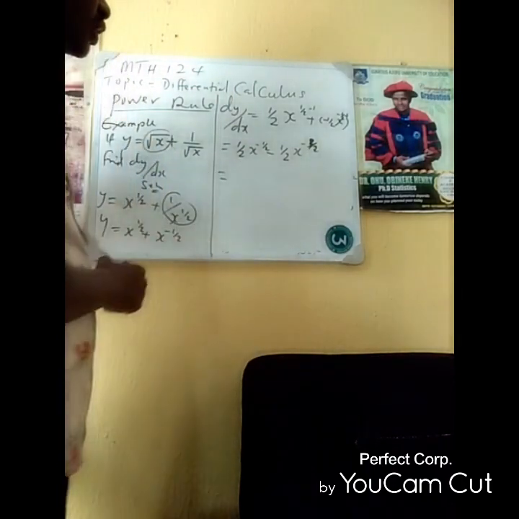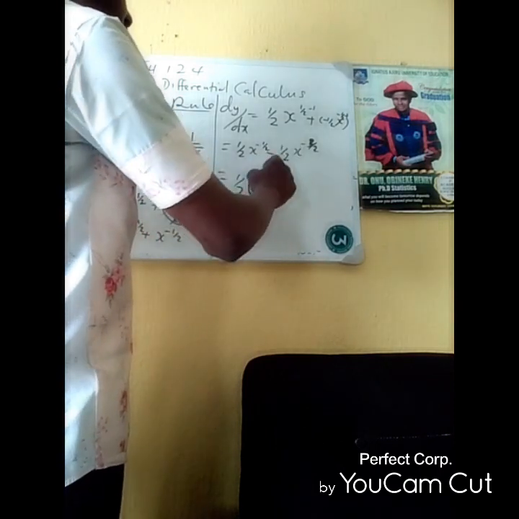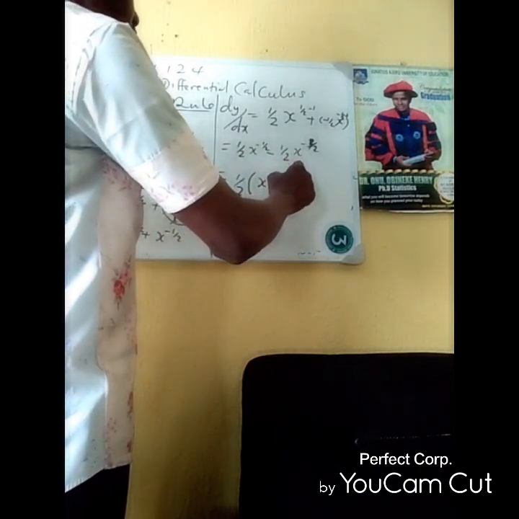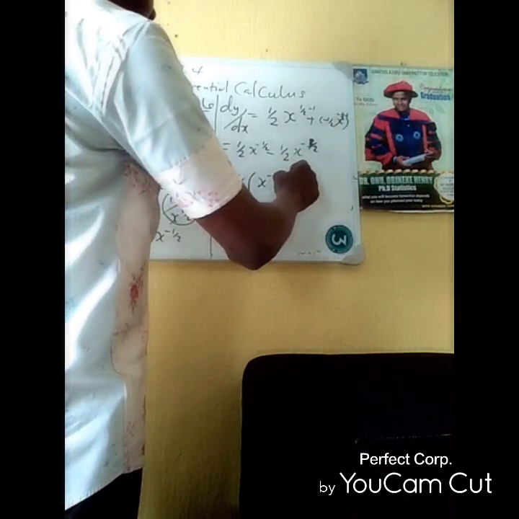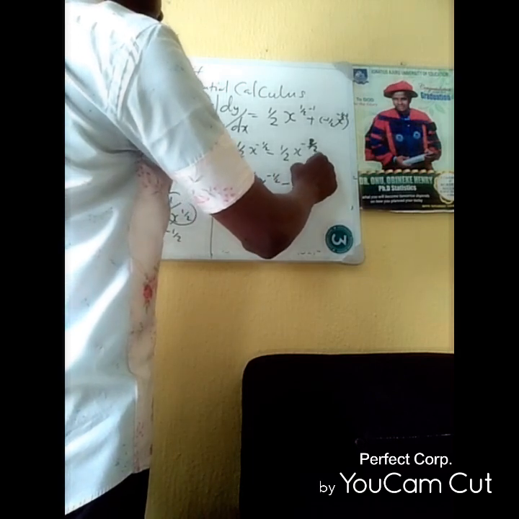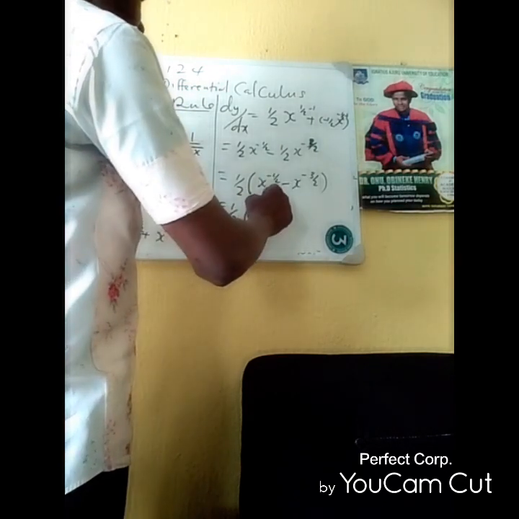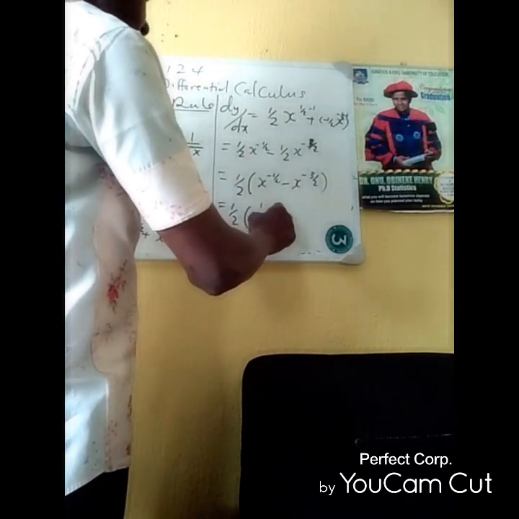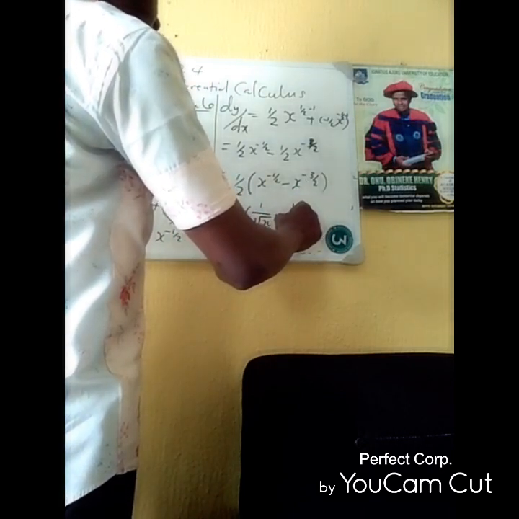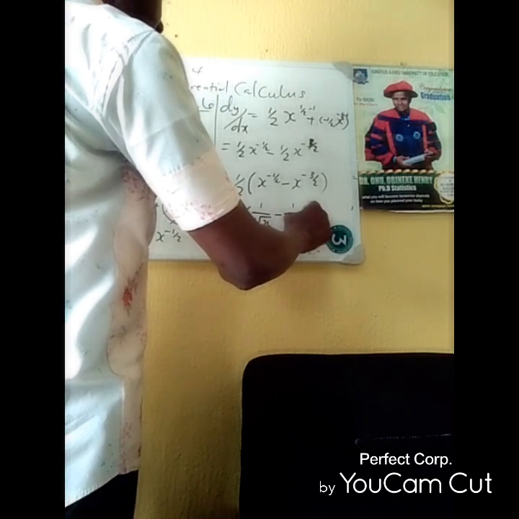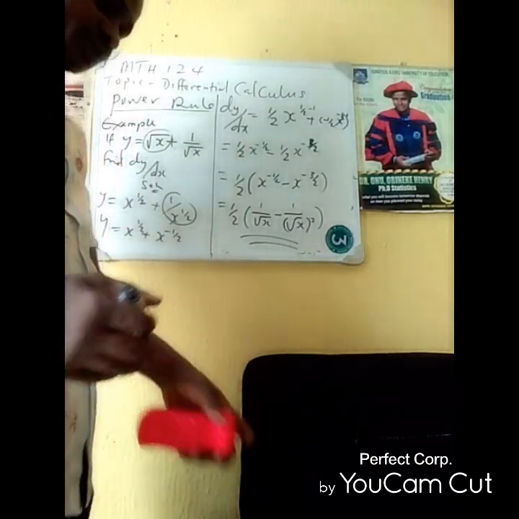Yes. What is common? 1 over 2 is common. x raised to power minus 1 over 2 minus x raised to power minus 2 over 2 can be written as 1 over root of x minus 1 over root of x raised to power 3. Answer.